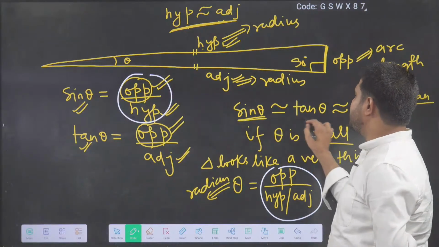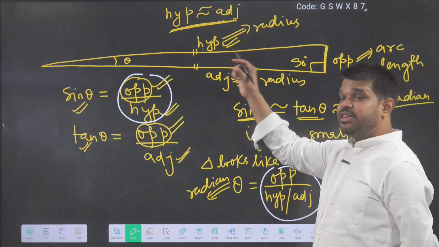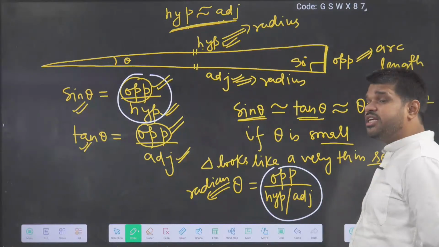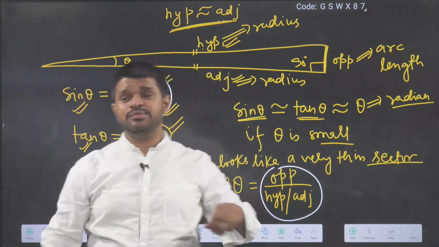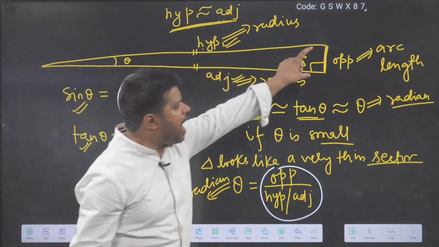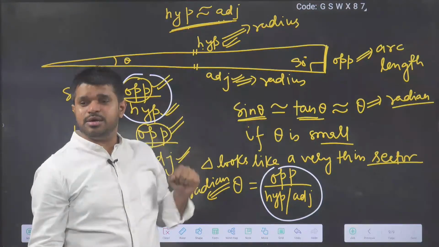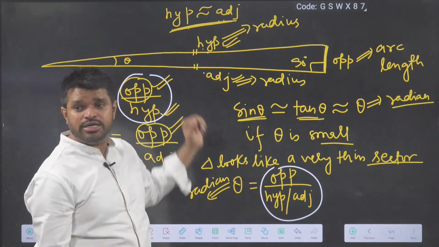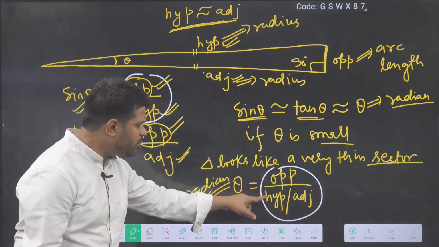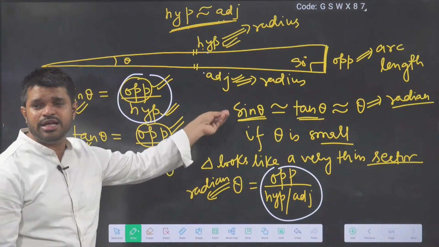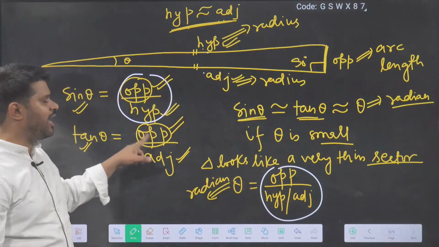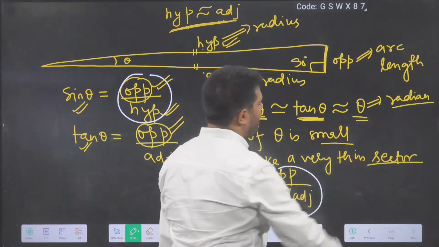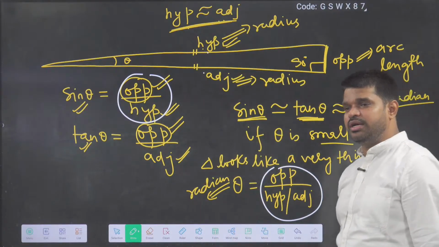So sin theta must be equal to tan theta. This thin triangle also looks like a very thin sector, and in a sector, angle can be written as arc length by radius. Arc length is opposite, so theta is opposite by radius. Radius is either hypotenuse or adjacent. Opposite by hypotenuse is sin theta, so theta equals sin theta. Opposite by adjacent is tan theta, so theta is also equal to tan theta. So for very small angles, sin theta and tan theta are almost equal, and both are equal to theta.